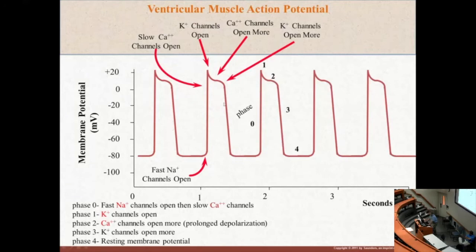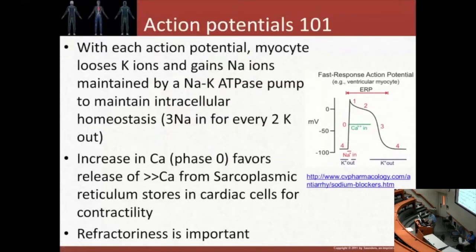And so this is the tracing that you see for the ventricular muscles, and that shape is unique to the ventricular muscle action potential. All right? And so in terms of action potentials, with each action potential, the myocyte loses potassium and gains sodium. And this is maintained by the sodium-potassium ATPase pump, which is actually a viable molecular target when you look at how digoxin works.